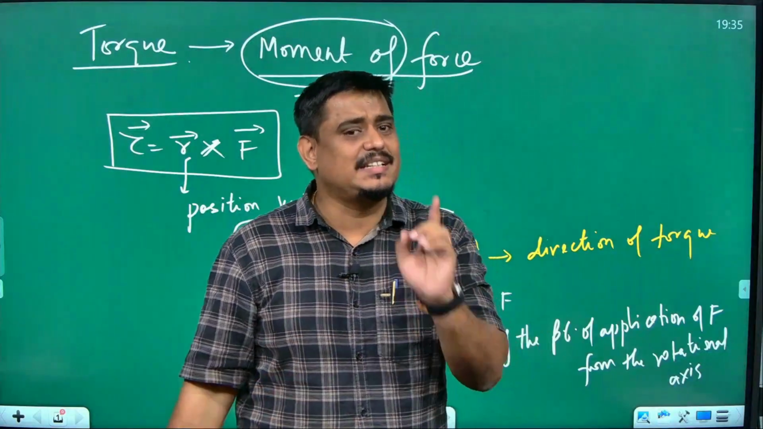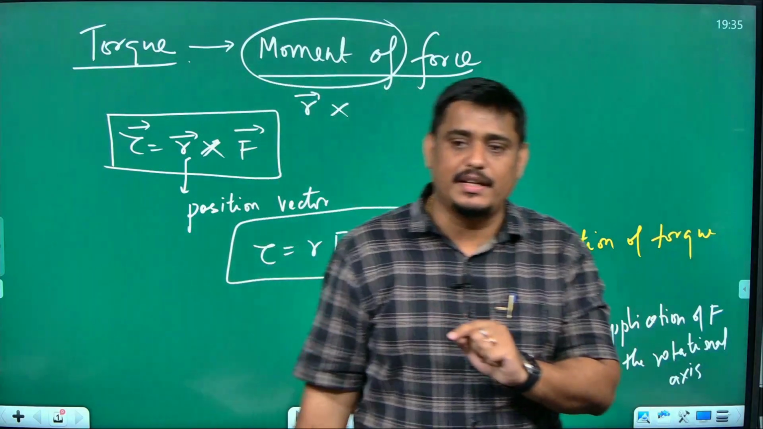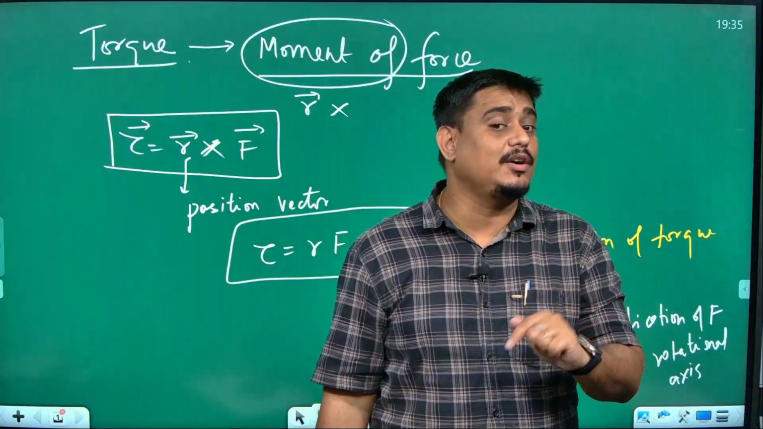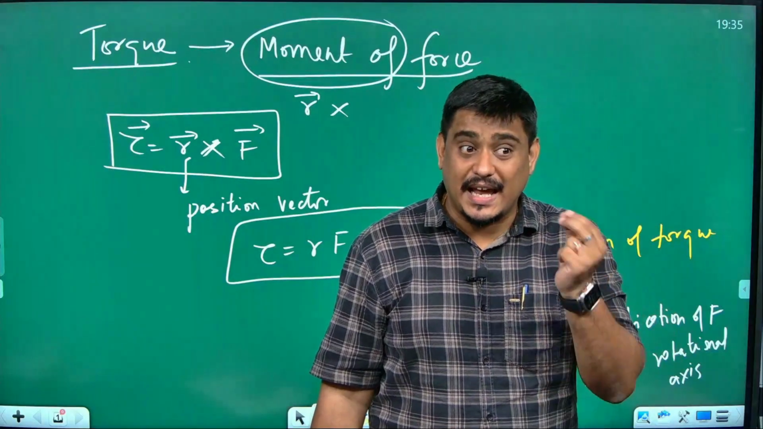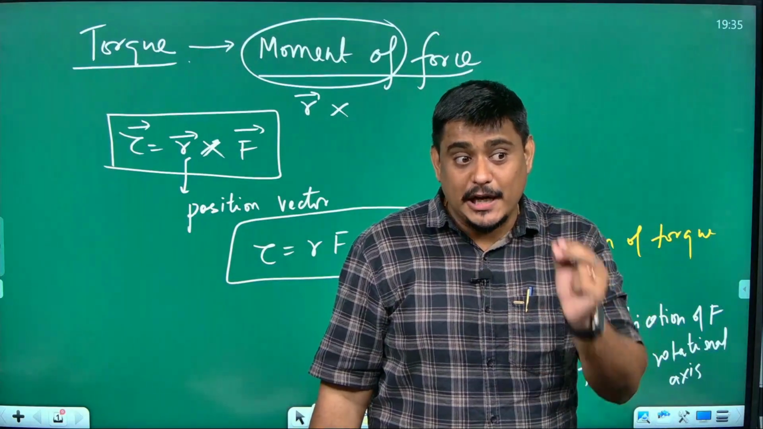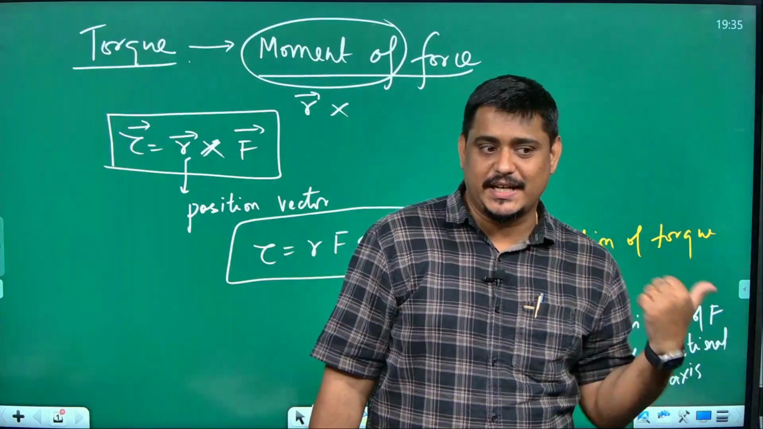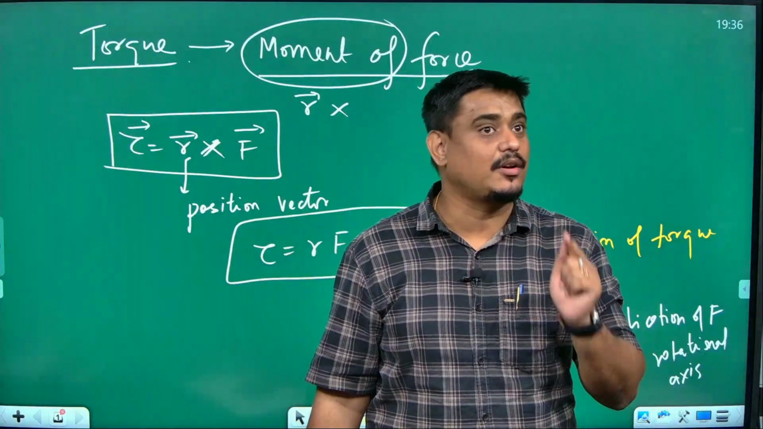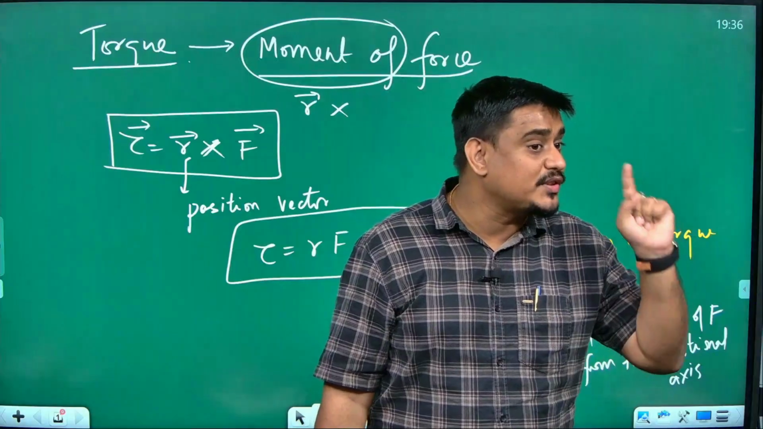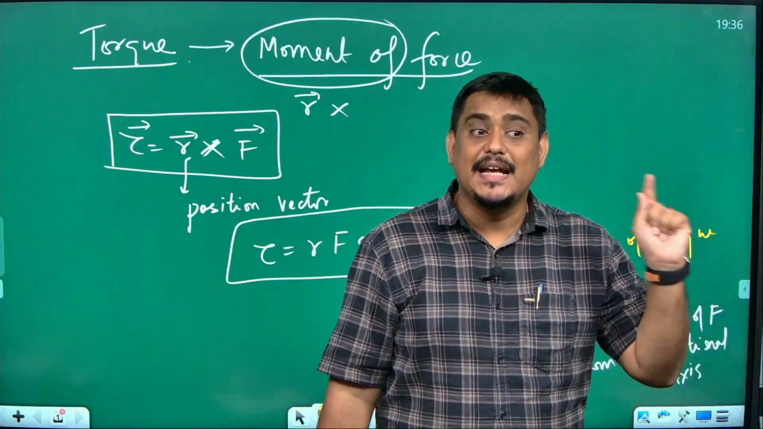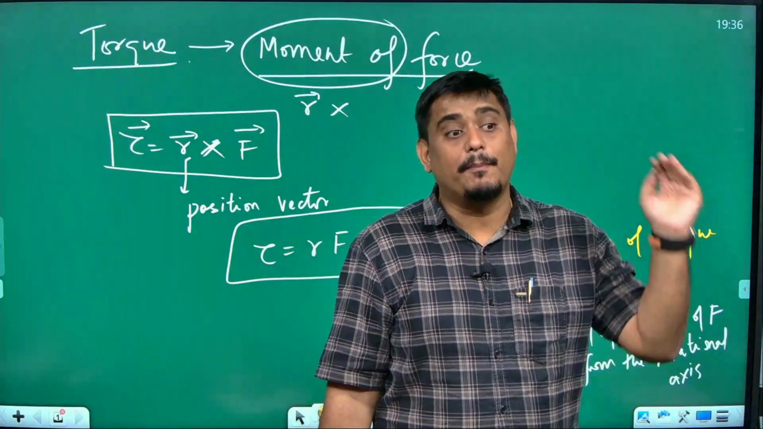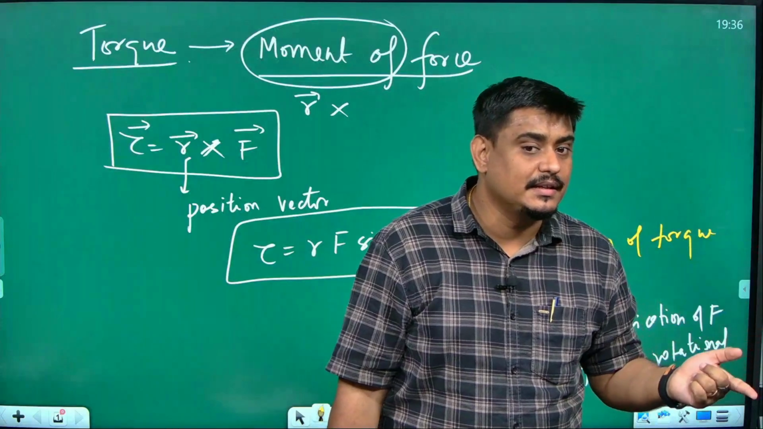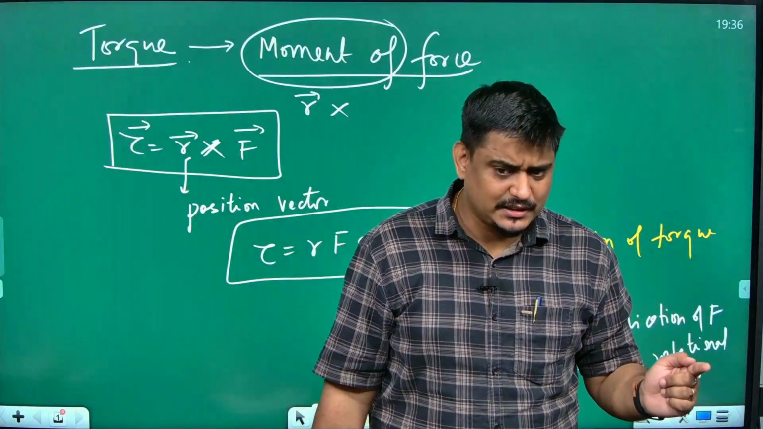So always the direction of the vector quantity which is found by the cross product of two vectors lies in the direction perpendicular to the plane consisting of A and B. If I am writing C vector is equal to A vector cross B vector, direction of C will always be such that it is perpendicular to the plane consisting of A and B. Are you getting what I am trying to say?